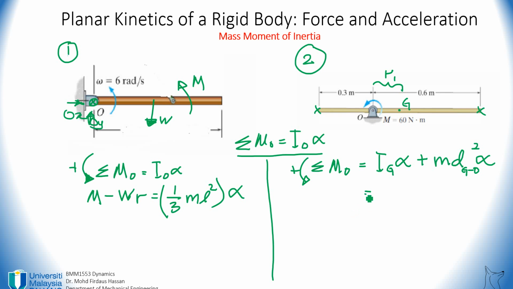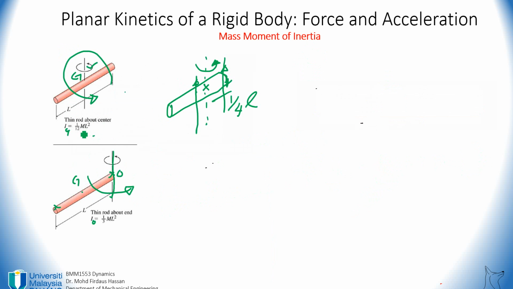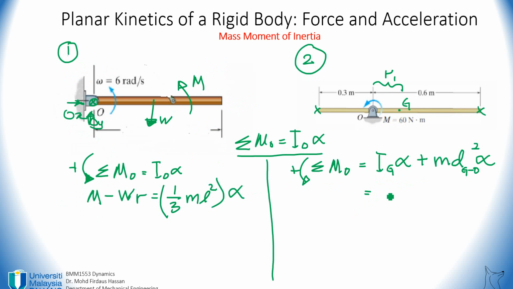So you have to know what is Ig. Ig is 1 over 12 m l square. Put in bracket, I put alpha outside, plus m, d from G to O is R1, R1 square, times the mass moment of inertia for figure number 2.